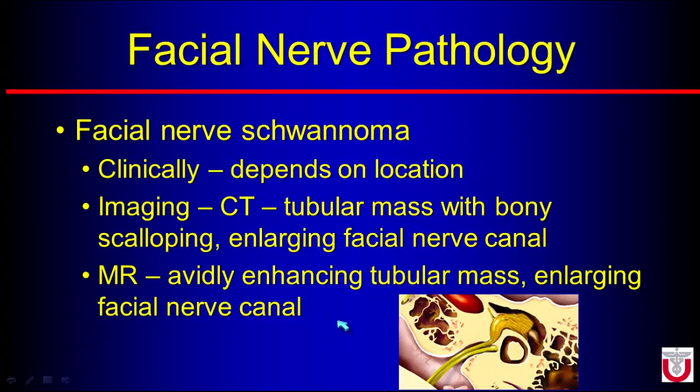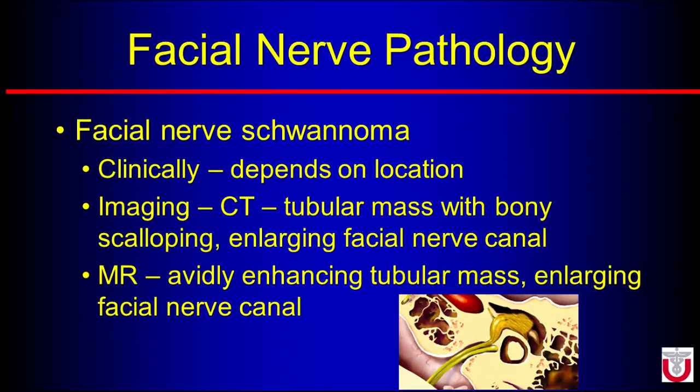On imaging, we see a tubular mass and it avidly enhances. The clinical differential presentation is actually very interesting. Some of these cranial nerves are more sensitive to external compression than other nerves are to internal derangement. It turns out if you have a facial nerve schwannoma in the cisternal or canalicular segment, it pushes the cochlear nerve up against the wall, and the patient may show up with hearing loss.